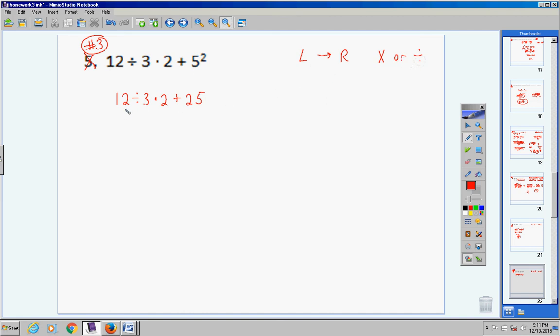So here's division, and here's multiplication. So 12 divided by 3 is 4, and 4 times 2 is 8, positive 8, positive 25. And now combine your two terms here, your two numbers, and you get positive 33. Okay, students, not too bad.